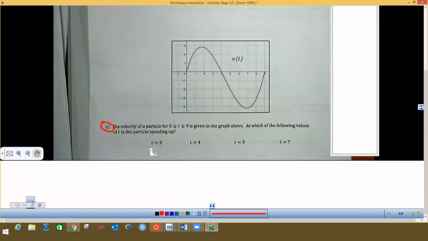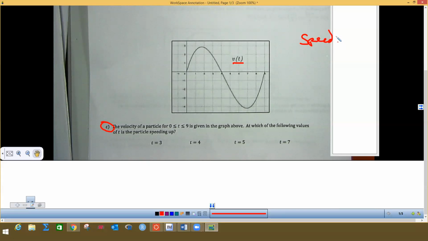So down here on this one, it says the velocity of a particle from 0 to 9 is given by this graph above. Again, this is velocity. Now, at which of the following values is the particle speeding up? So something we need to know, speeding up.